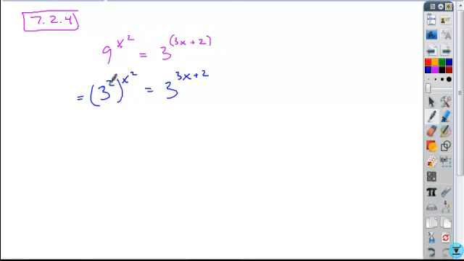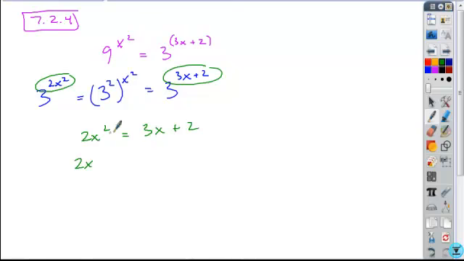Now when you apply the power to a power rule, you just multiply, so we get 3 to the 2x squared. And once we do that, it's a matter of equating the powers. We know that 2x squared has to be equivalent to 3x plus 2, and we can set these equal to each other and solve. Since we have multiple terms, it's a quadratic equation with multiple terms with variables, so we move everything to one side. So we'll subtract 3x and subtract 2.